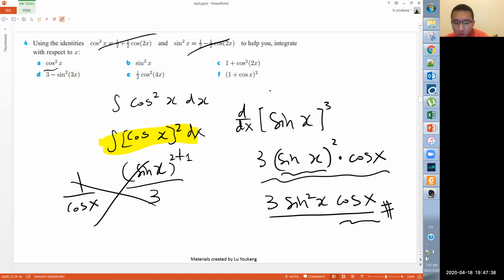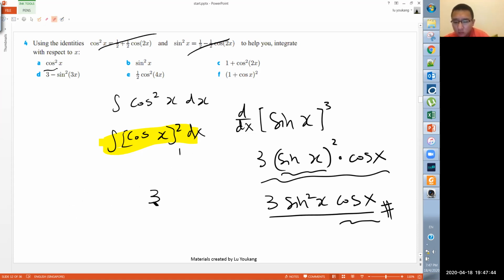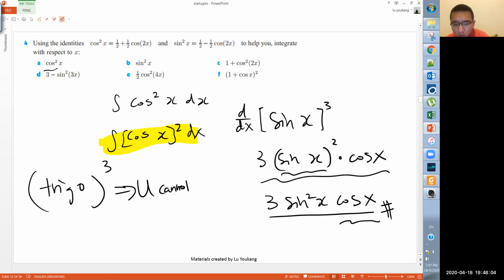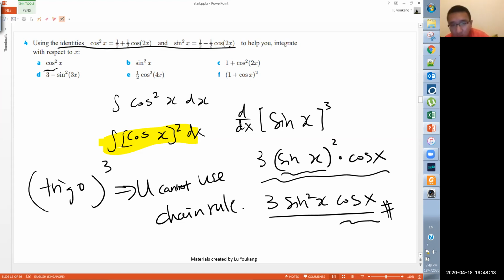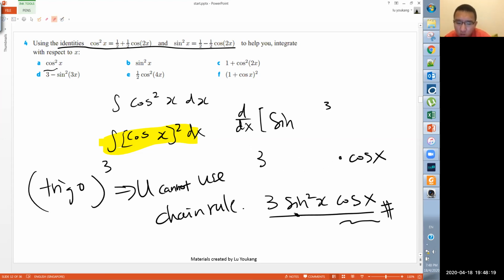Therefore, for this type of question, you need to make use of the identity given here. This means if you have trigo to the power of something, you cannot use chain rule. You need to use identities. So how do you use identities? Let me demo to you. Let me get rid of this.